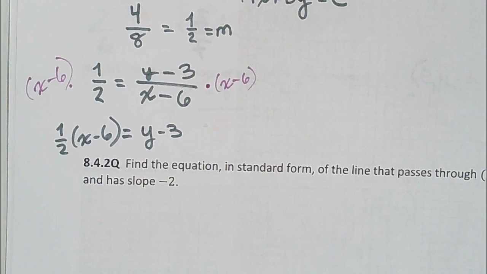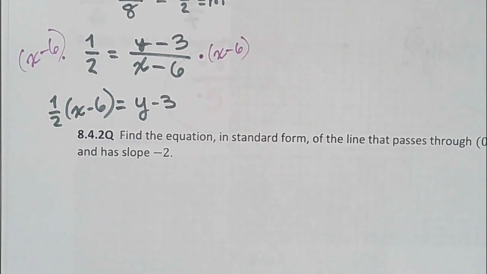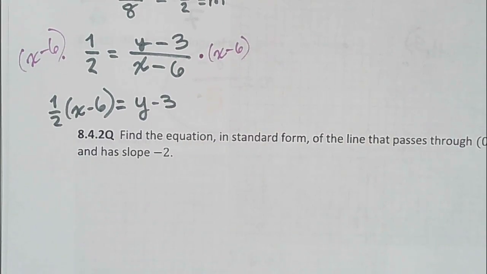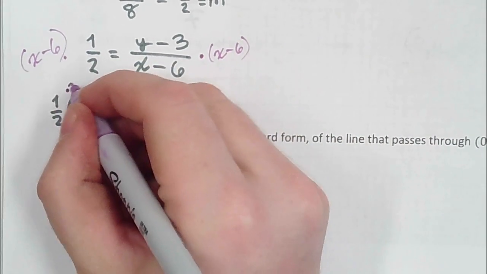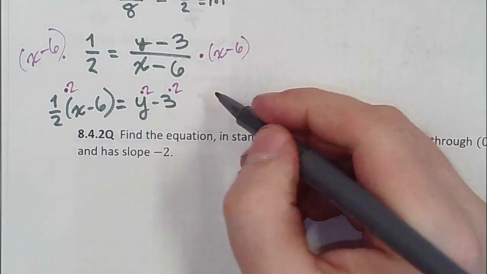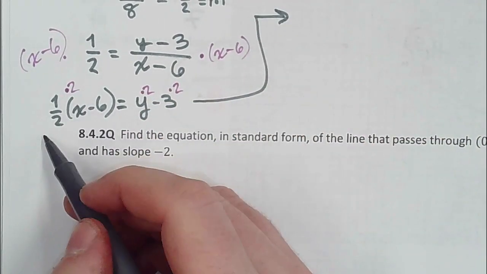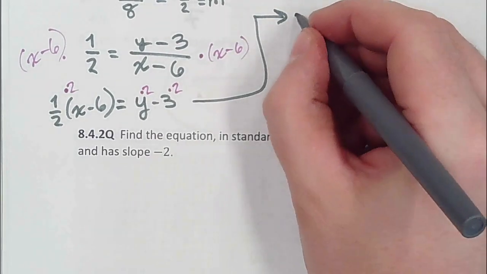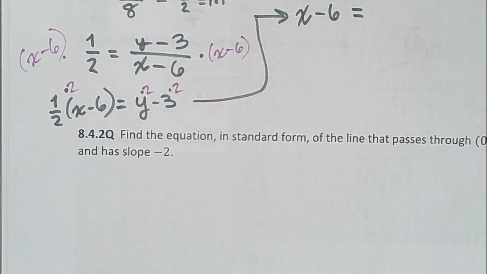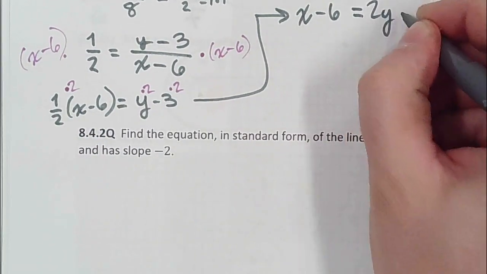You could distribute the half if you wanted to, but remember, we're not supposed to have division, so how can we get rid of the divides by 2? Times by 2, right? So if I times all the terms by 2, what I end up with is this. That divides out, which is why we did it. And 1 times x minus 6 is just x minus 6. Here we get 2y minus 6.